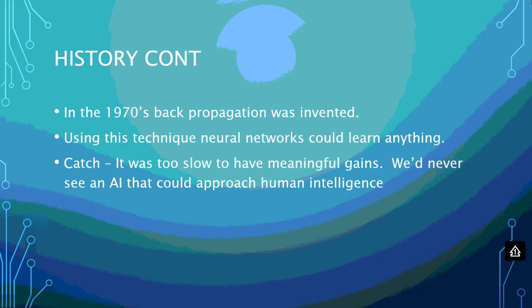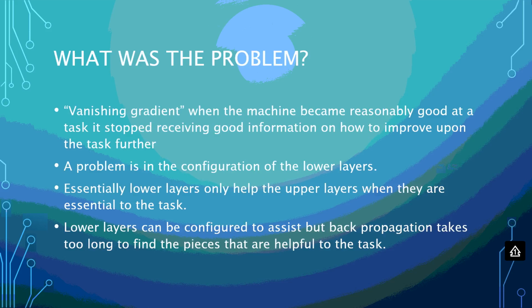So what were some of the drawbacks with that? Well, one of the problems was this thing known as a vanishing gradient. That is when the machine became reasonably good at a task, it stopped receiving good information on how to improve the task further. It stopped looking at the lower levels because it knew how to do the task reasonably well. So the problem is that you didn't configure it to look at the lower levels.